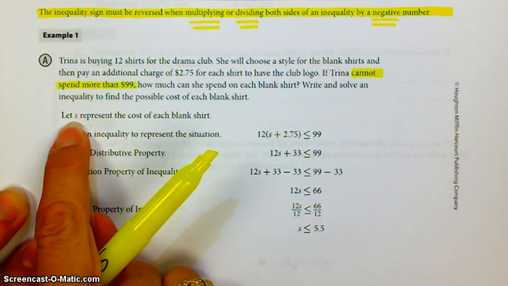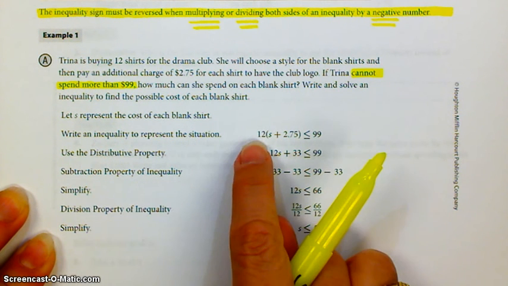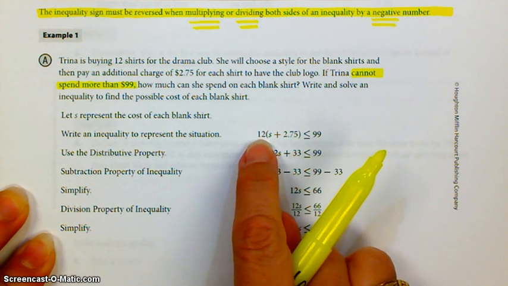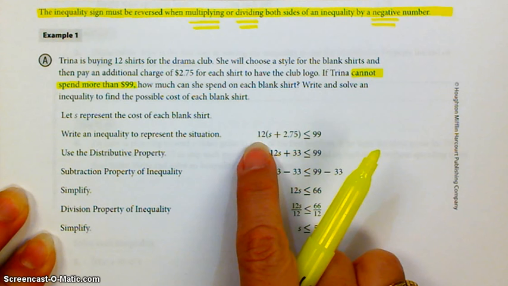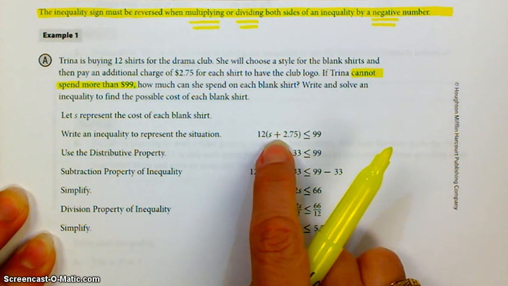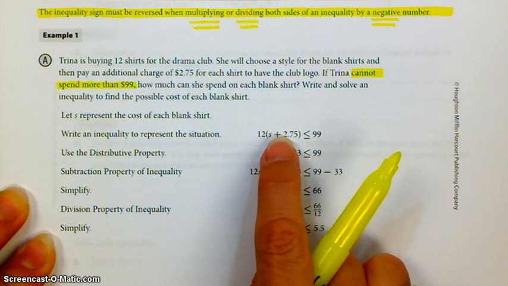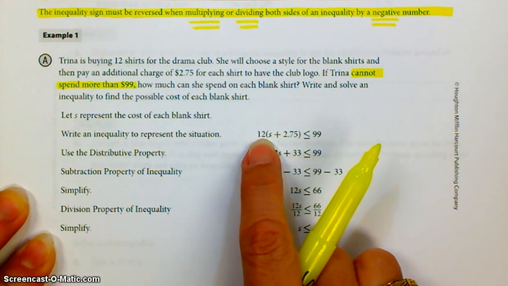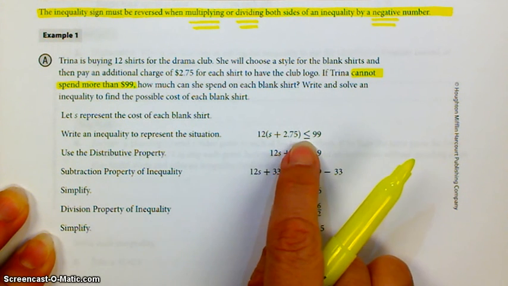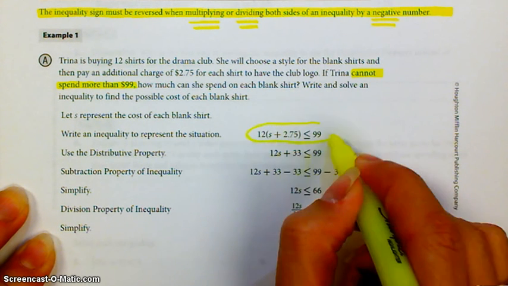Well, first we've got to pick a variable, and they're just going to say let S represent the cost of each blank shirt. And then write an inequality. Well, we have 12 shirts, and if we read the problem carefully, each shirt is the cost of the blank shirt, plus the $2.75 for the logo. So blank shirt plus the logo cost, you've got 12 of them, and you've got to stay at 99 or under. Okay, so that's why they wrote the equation that way.